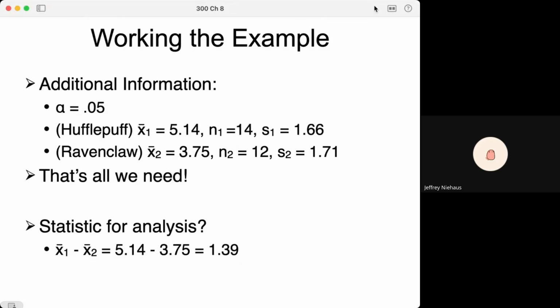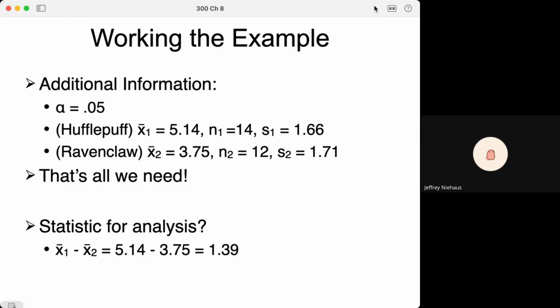All right, so here we are. We're going to take an alpha of 0.05, as usual. Here is all the information about Hufflepuff. I took a sample of them. I got an average of 5.14. There were 14 Hufflepuffs, and the standard deviation among those 14 people was 1.66.